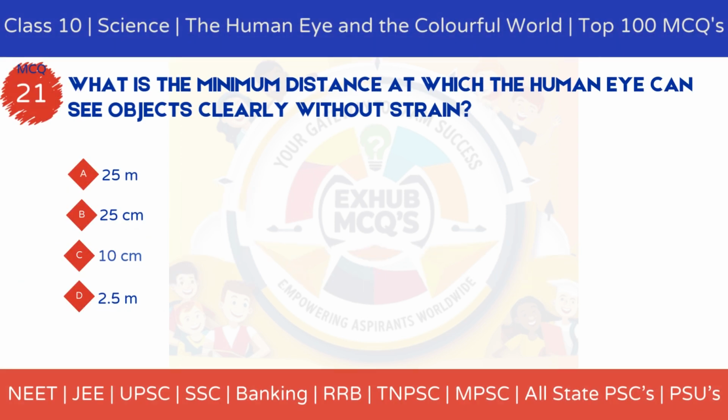MCQ 21. What is the minimum distance at which the human eye can see objects clearly without strain? Option A, 25 meters. Option B, 25 centimeters. Option C, 10 centimeters. Option D, 2.5 meters.